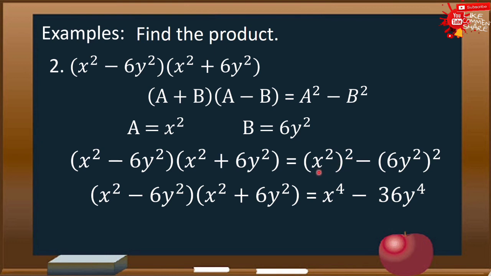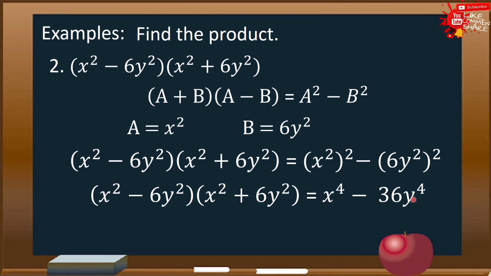So ano bang ibig sabihin nun? We have x squared times x squared. And what is x squared times x squared? So we have x to the fourth, then minus the square of 6y squared. So again, ano ba ang ibig sabihin nun? 6y squared times 6y squared. And what is 6y squared times 6y squared? So we have here 36y to the fourth. So 6 times 6 is 36, y squared times y squared is y to the fourth.